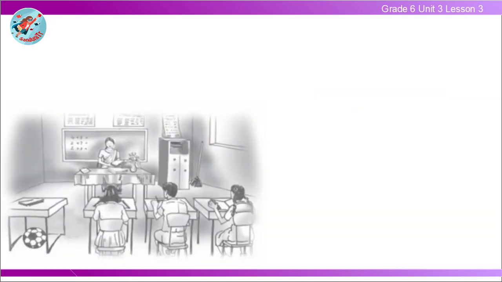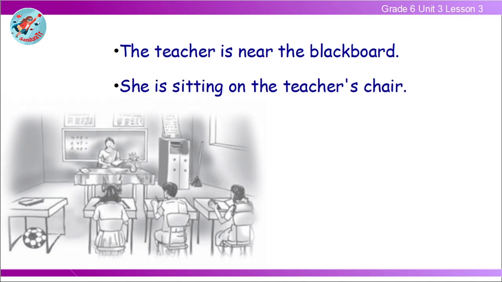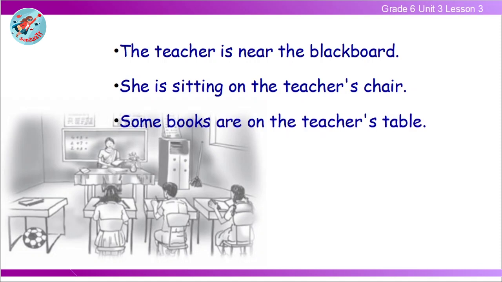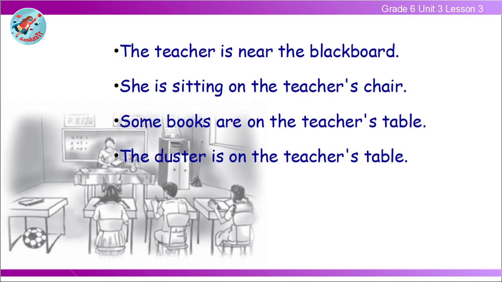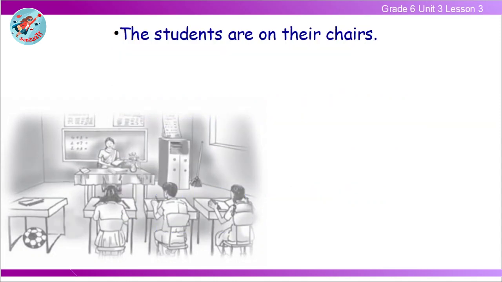Well, children, those sentences are: the teacher is near the blackboard. She is sitting on the teacher's chair. Some books are on the teacher's table. The duster is on the teacher's table. The vase is on the teacher's table. The flowers are in the vase. And also, the students are on their chairs.